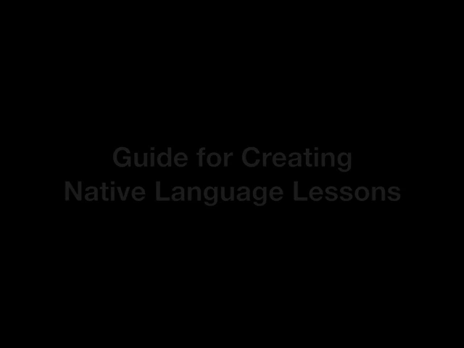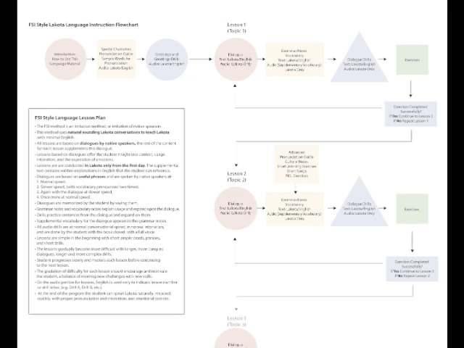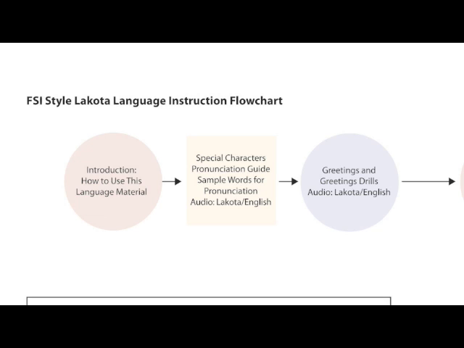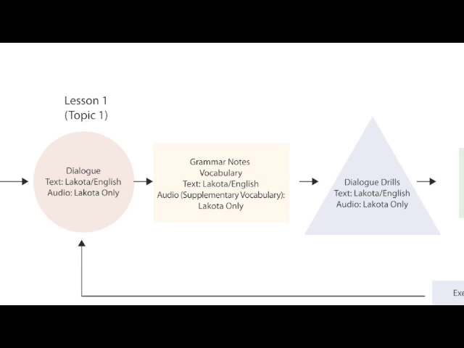Okay, this is a guide for creating native language lessons. First, there's a flowchart. Now, if you look at the top left-hand corner, there's a red circle there, and this is going to be an introduction to how to use the material properly. Then special characters, pronunciation guide with sample words for pronunciation, greetings, and greetings drills with native speakers.